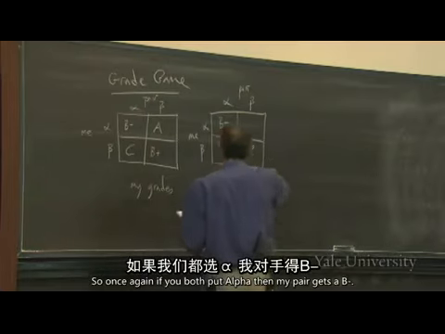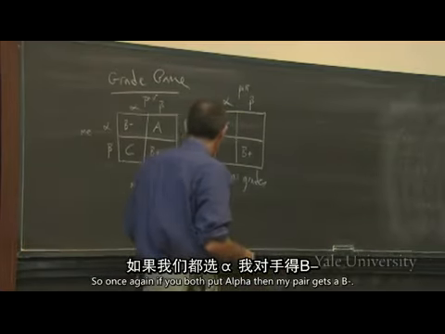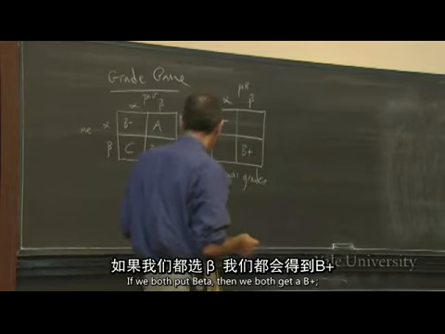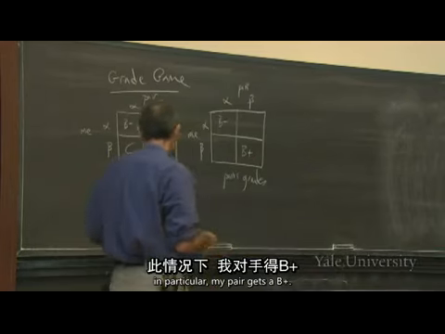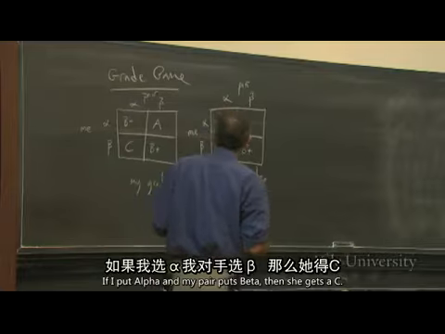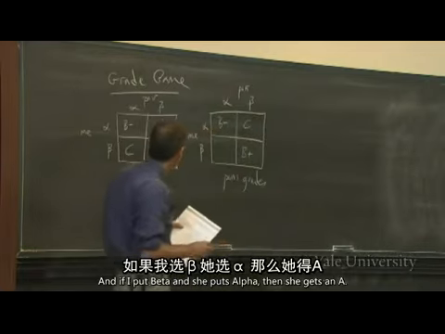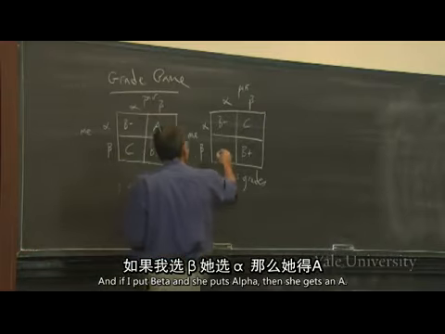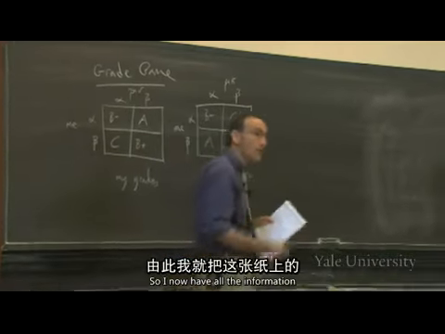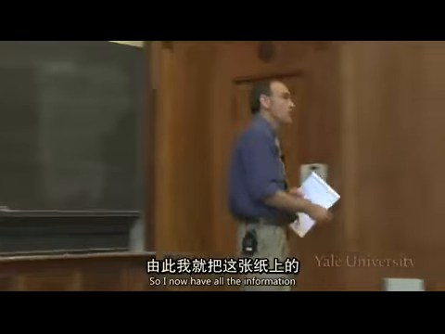All right, so once again, if we both put alpha, then my pair gets a B minus. If we both put beta, then we both get a B plus, or in particular, my pair gets a B plus. If I put alpha and my pair puts beta, then she gets a C. And if I put beta and she puts alpha, then she gets an A. All right, so I now have all the information that was on the sheet of paper that you just handed in.